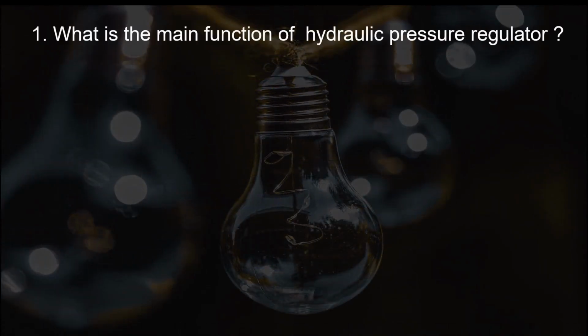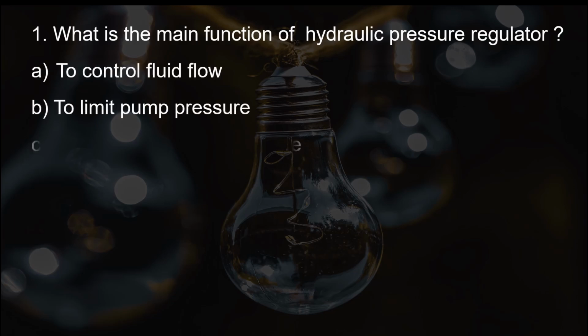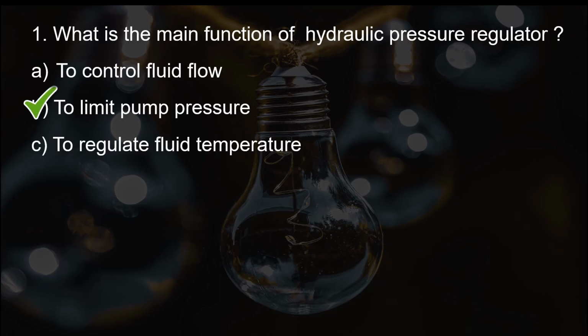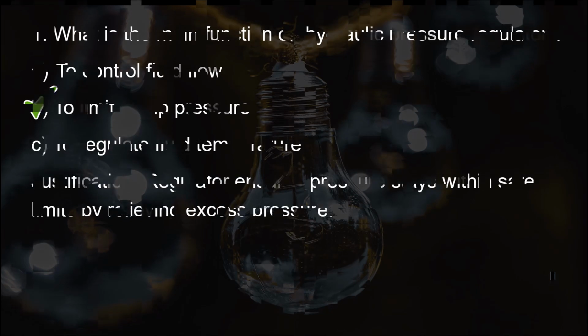Question 1. What is the main function of a hydraulic pressure regulator? A. To control fluid flow. B. To limit pump pressure. C. To regulate fluid temperature. Justification: the regulator ensures pressure stays within safe limits by relieving excess pressure.